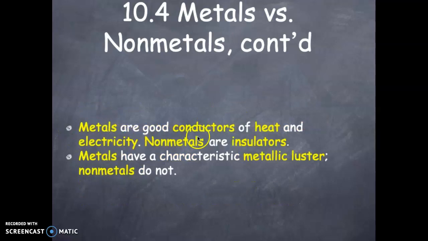Additionally, metals are good conductors of both heat and electricity. Nonmetals are insulators; they do not conduct heat or electricity. Metals have a characteristic metallic luster. Nonmetals do not.